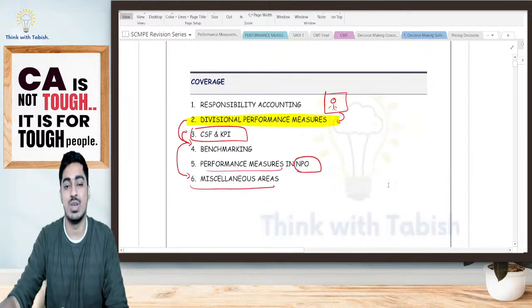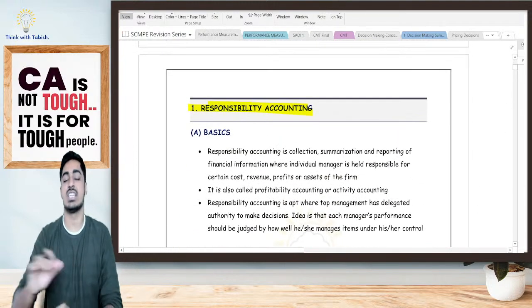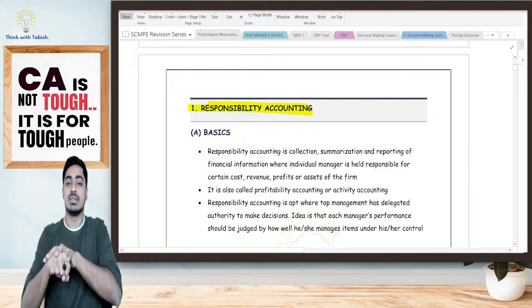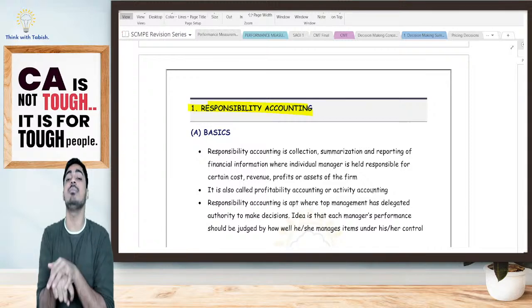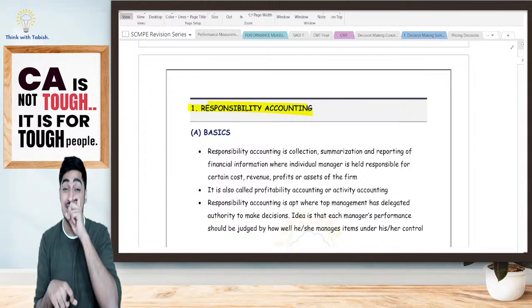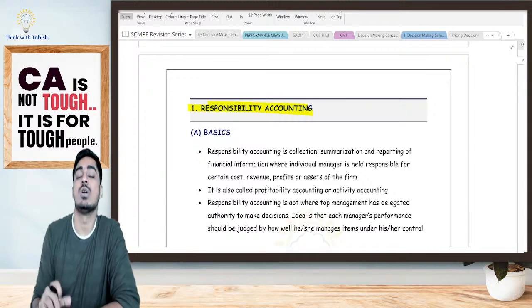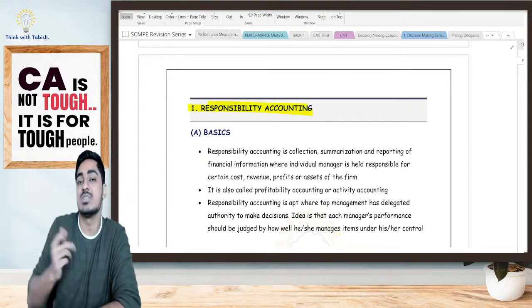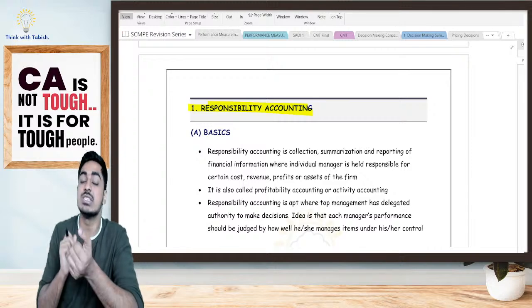Yes, quickly I'll do it. Responsibility accounting means I am giving responsibility to a person. Based on that, I should get my output, telling whether he has achieved his responsibility or not. What is the ultimate thing? I am giving a responsibility. How do I get to know whether he has achieved his responsibility or not? When I get my performance report.